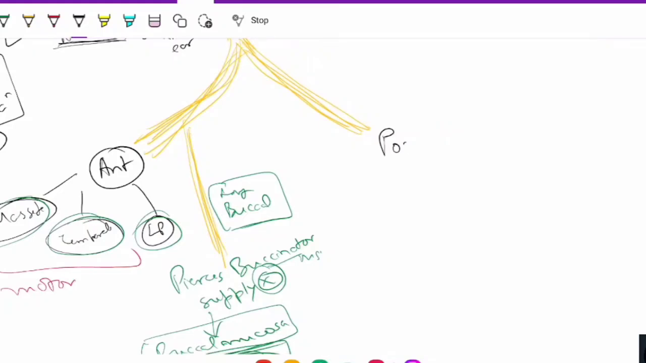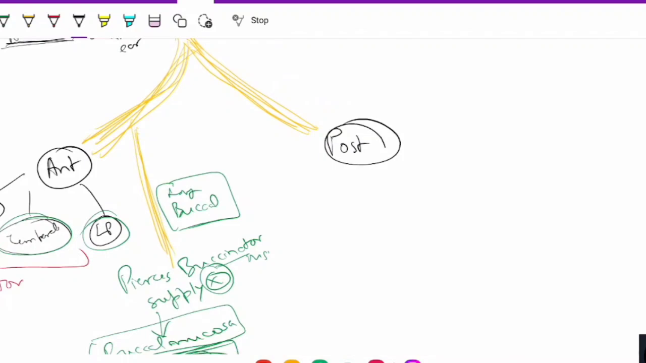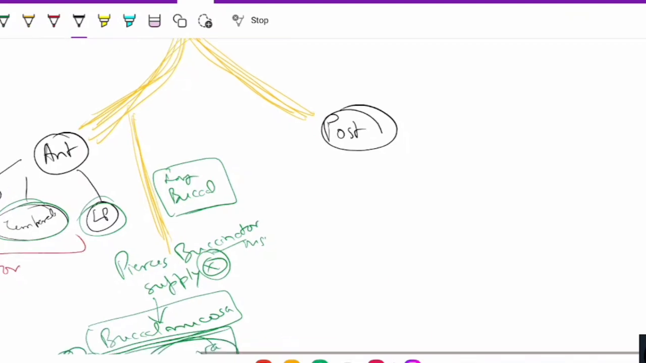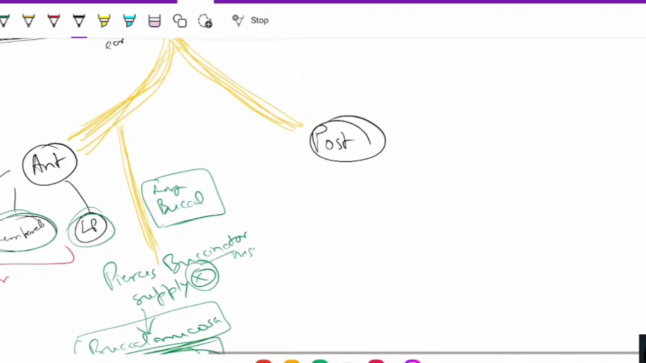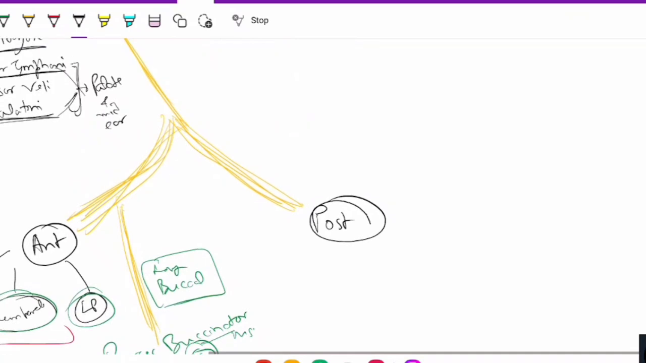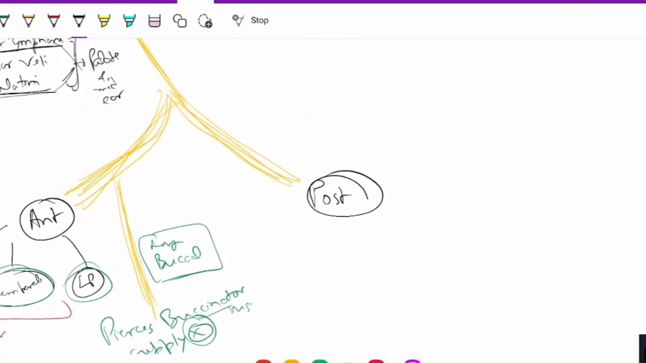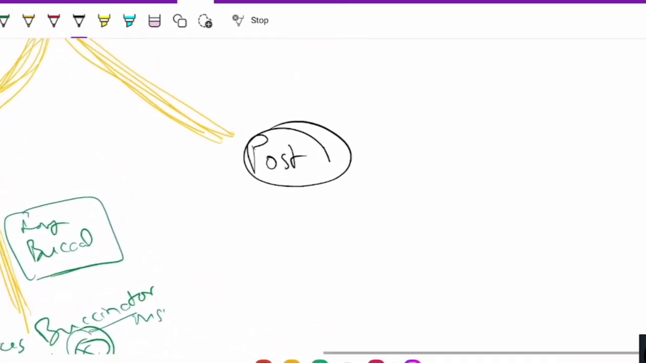Now we'll be talking about the posterior division of the mandibular nerve. In the posterior division, there are three very important branches. I'll show you guys. I need to draw a diagram. Okay, how to draw this? So here it is, your posterior division.